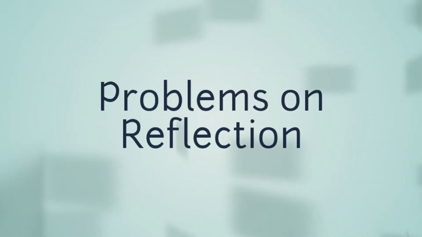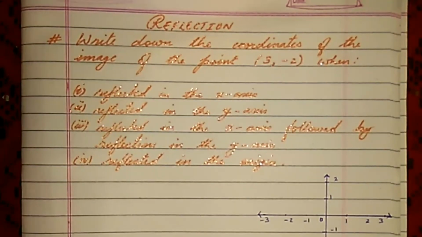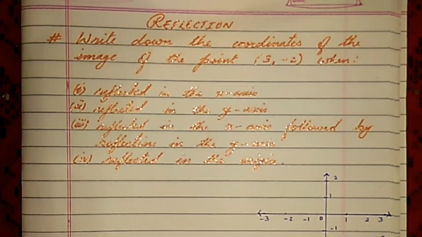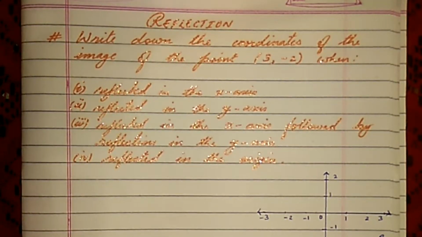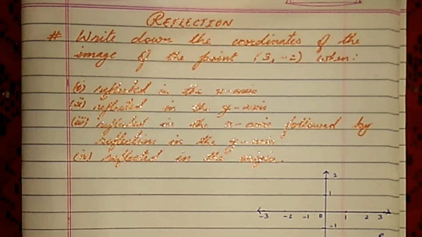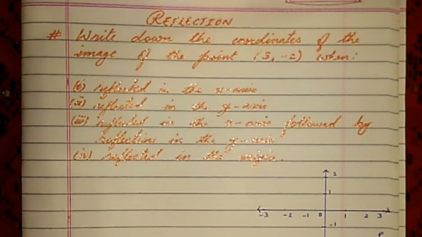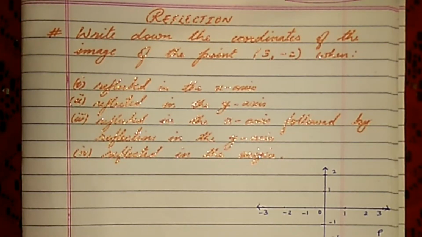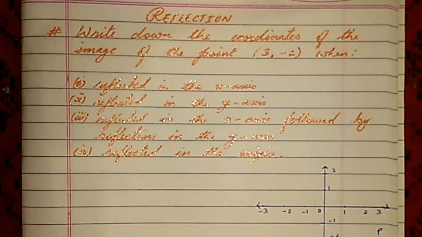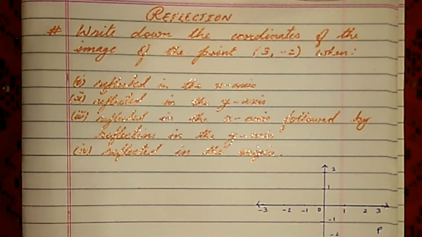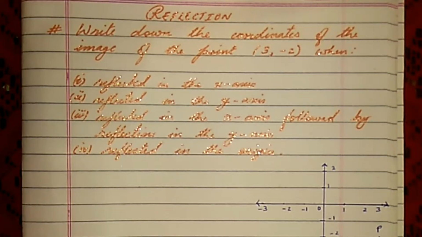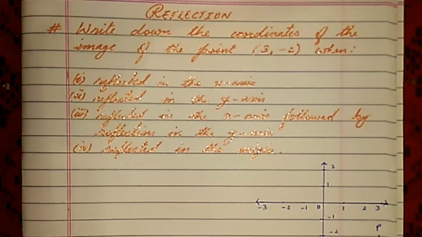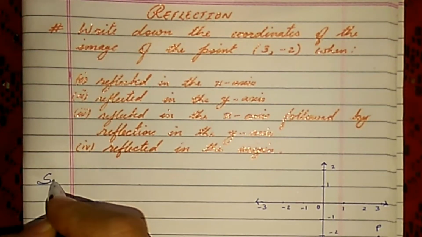Hi everyone, in today's video we are going to learn the application of reflection of a point in coordinate geometry. I have taken one question, let me read it out for you. Write down the coordinates of the image of the point (3, -2) when, number 1, reflected in the x-axis; number 2, reflected in the y-axis; number 3, reflected in the x-axis followed by reflection in the y-axis; and number 4, reflected in the origin. So let's solve this one.